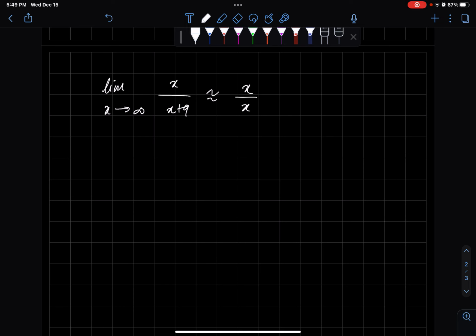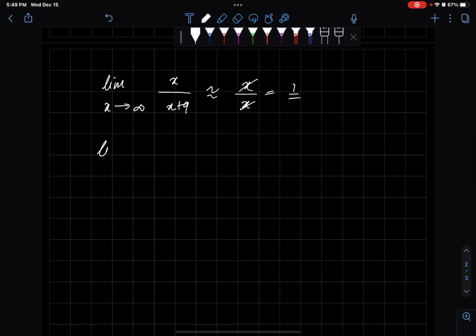And from here, we can just continue. We can say this is going to cancel out, and that's just going to be 1. And that's the limit of this. So let's do another one.